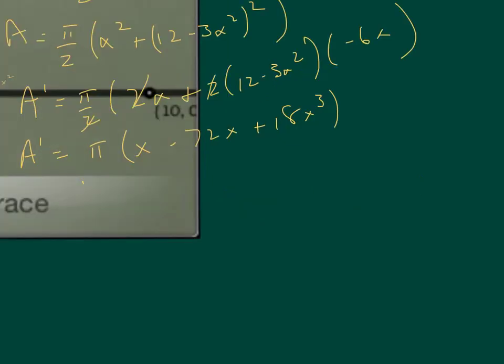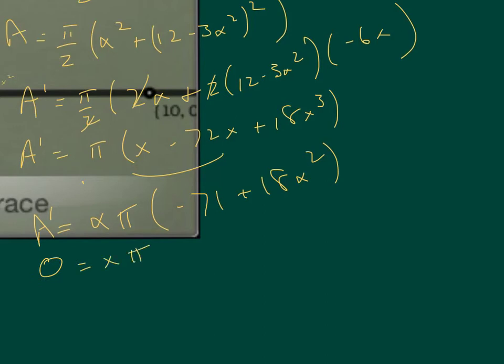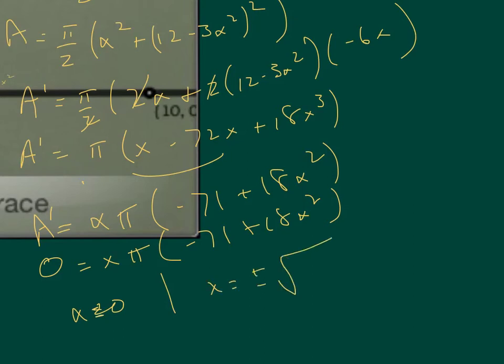Alright, now that we have our derivative, now we're going to set our derivative equal to 0. So we're going to combine those two terms, and we can factor out an x. So you have x pi times (negative 71 plus 18x squared). That is our derivative. We're going to set that equal to 0, and we're going to solve for x. So we have x is equal to 0 on this side. And we have x is equal to plus or minus the square root of 71 over 18.